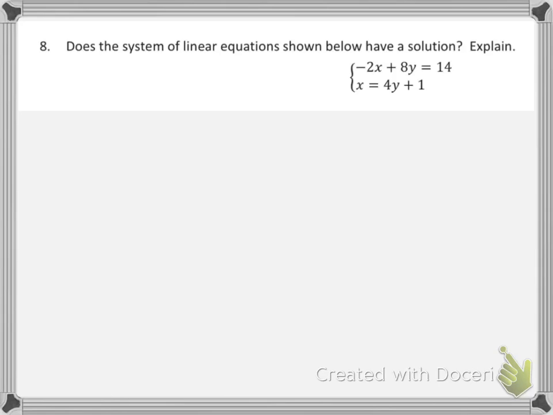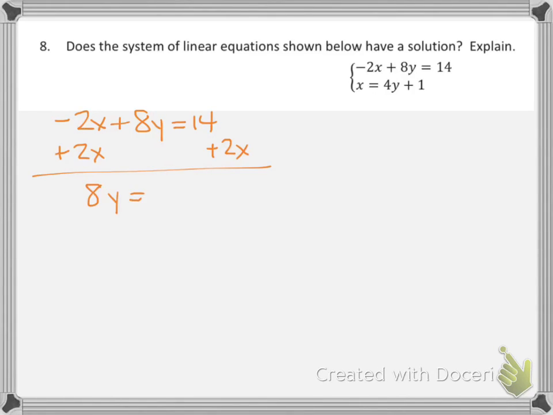All right, let's check number 8. Let's put these in slope-intercept form. Negative 2x plus 8y equals 14. I'm going to add 2x to both sides. That gives me 8y equals 2x plus 14. And then we're going to multiply by the reciprocal of 8. That's 1/8. Multiply by 1/8.